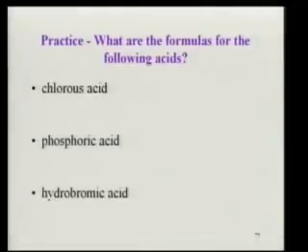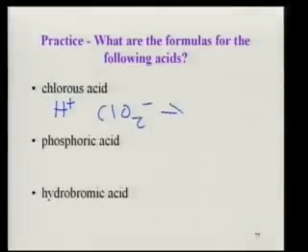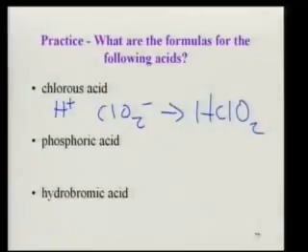So what is chlorous acid? Chlorous. First of all, is this a binary acid? No. I do have hydrogen at the front, okay? But I have a polyatomic ion. So ous means ite. So what's chlorite? Good. ClO2 negative. So that would be what? Right? That would be my formula.